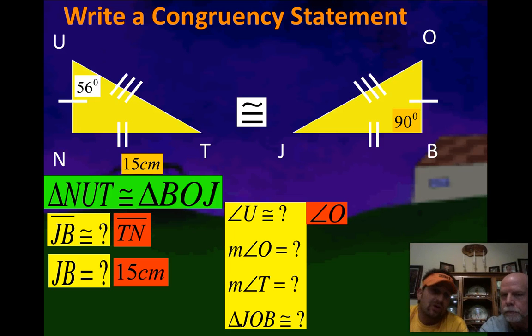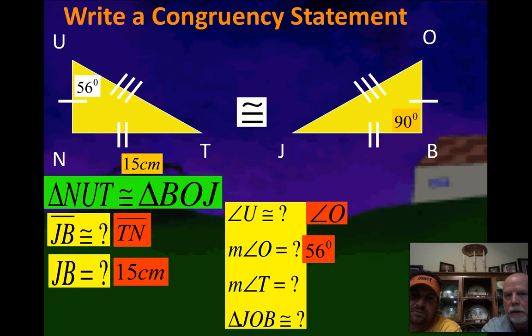If the measurement of U is 56, well then the measurement of O must also be 56 because in the previous statement we said that the measurement of U is congruent to the measurement of O. And it's this idea again of what can I conclude? I know that U is congruent to O, so therefore if U is 56, I know that O is also 56. It's that law of detachment.